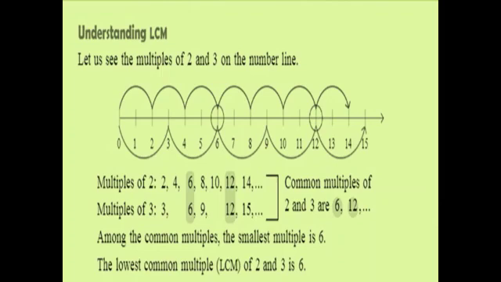We have found only two common multiples. So we will mark this on the number line. First we will mark the multiples of 2. So from 0 to 2, then 2 to 4, then 4 to 6, then 6 to 8, till 14 you will draw on the number line. Then you will mark the multiples of 3 below. So from 0 to 3, then 6, then 9, then 12, then 15. Then we will circle the common multiples 6 and 12. Among the common multiples, the smallest multiple is 6. So the lowest common multiple of 2 and 3 is 6.